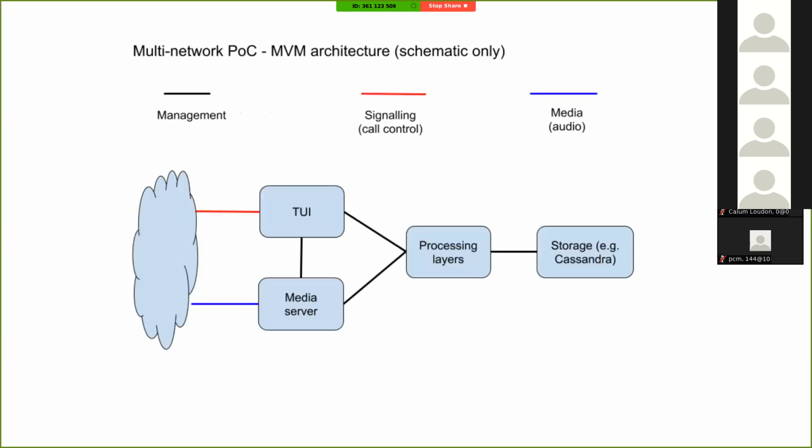So here's a network diagram. This is a bit schematic. There's a lot more pieces in the picture than this, but once you've seen this, you kind of understand what we're getting at. The black line is the management network. That is a network that is not exposed to the internet in any way. It's purely internal. And then there are red and blue lines for the signaling and media network.